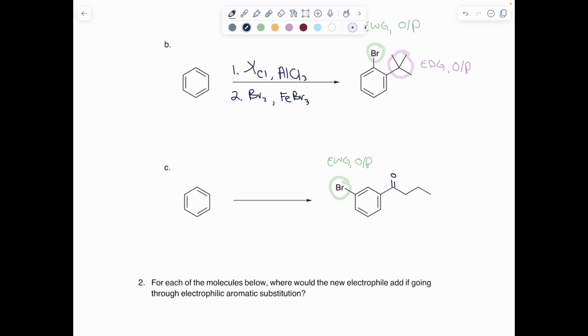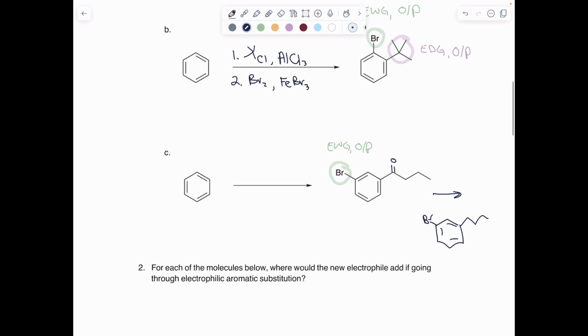And then once the bromine is added, we could do something to this molecule to make it into our final product, which would just be the bromine and the butyl. So how do we get rid of that carbonyl group? We learned a reaction that gets rid of carbonyls and leaves behind just the carbon chain. And to do that, it's zinc and mercury in the presence of HCl. So that will be our final step here.